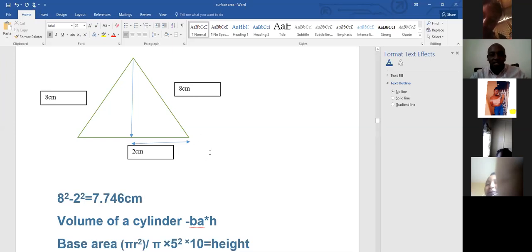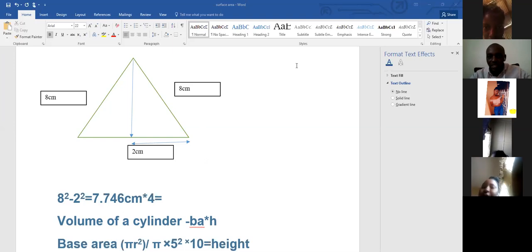Okay, but now in this, all the 4 rectangles are the same. So instead of multiplying by 2, because it's a square base, all the 4 rectangles are the same. So this one I'm going to multiply by 4. Let me do that in the next video.